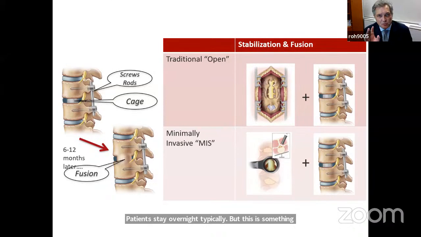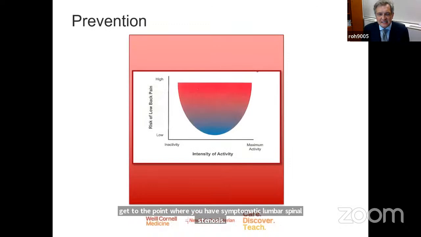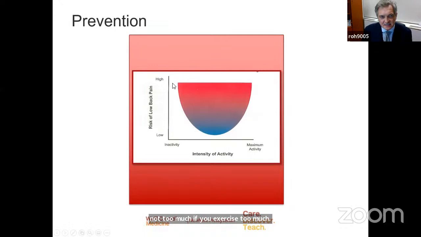So we're getting towards the end, but I didn't want to leave you without talking a little bit about prevention, because obviously, and maybe we should have talked about this first, the most important thing is obviously not even to get to the point where you have symptomatic lumbar spinal stenosis. I always tell my patients, exercise, exercise, exercise. Not too much. If you exercise too much, you're going to get back pain. If you exercise too little, you're going to get back pain. You've got to find the sweet spot, and that may differ from patient to patient.